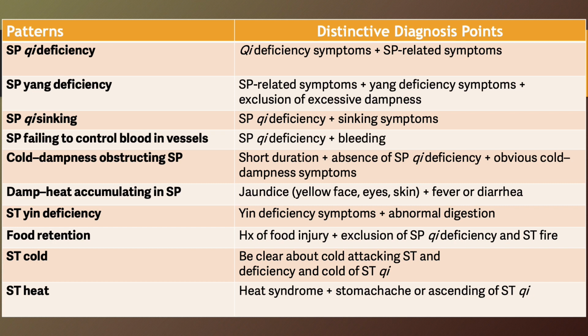Damp heat accumulating in the spleen: we have jaundice, yellow face, eyes, and skin, plus fever or diarrhea. Stomach yin deficiency: symptoms plus abnormal digestion. Food retention: history of food injury plus exclusion of spleen-qi deficiency and stomach fire. Stomach cold: be clear about cold attacking the stomach and deficiency and cold of stomach qi. Stomach heat syndrome: plus stomach ache or ascending of stomach qi.